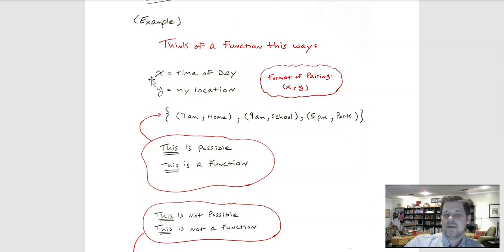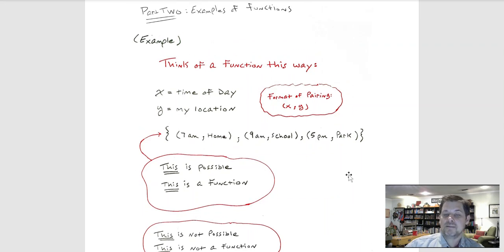Let's say that x will be the time of day and y will be my location. And my function, perhaps, is just a pairing of what my location is at various times of day. The format of my pairings, once again, will be that in an ordered pair, in a set of parentheses, the x and y that will be paired together are written that way. So let's look at it. It says, at 7 a.m. I am at home. Those two things get paired together. At 9 a.m.